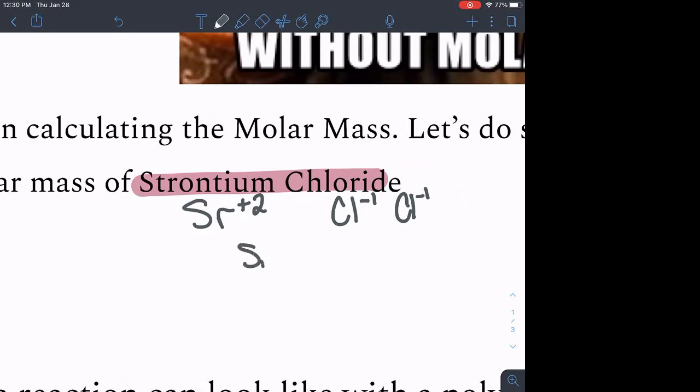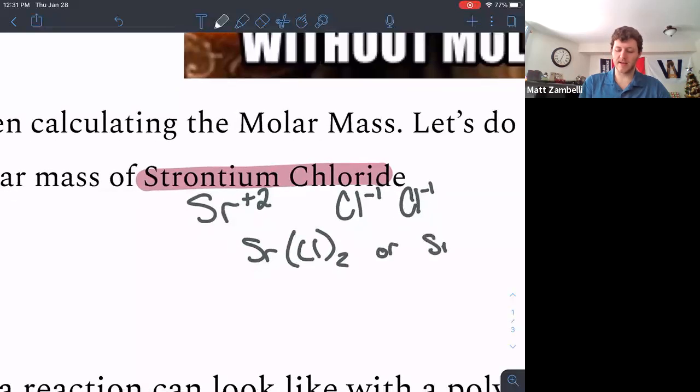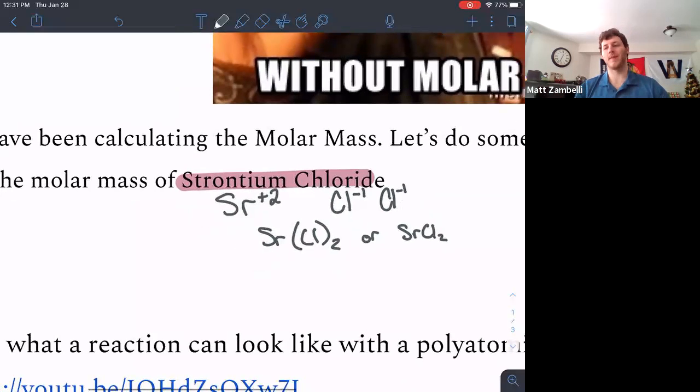Sr, and then parentheses Cl2. Perfect. You can keep those parentheses if you want, you don't have to have them. So these are both options, or SrCl2. Whichever way you wrote it is perfect. All right, so now we have to find the molar mass. You guys take about a minute to find that molar mass on your own.